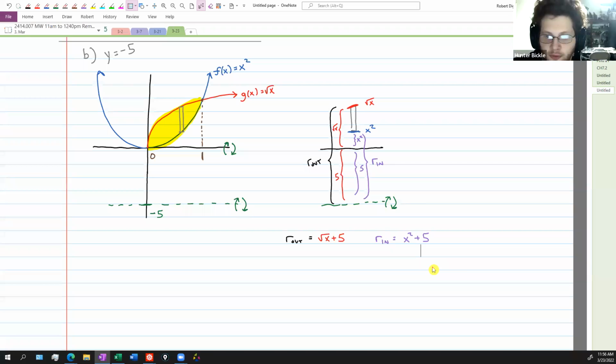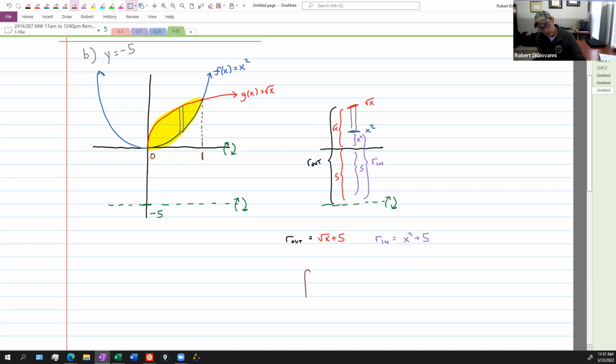All right, I'm going to set the integral up. My integral is going to go from 0 to 1 still. I'm still going to have a pi. And then it's going to be my outer radius squared. My outer radius is the square root of x plus 5, but I have to square the entire thing. Minus my inner radius, x squared plus 5, but then I have to square that, and then I can do dx.